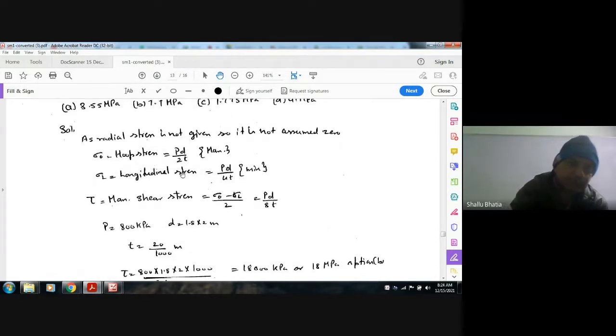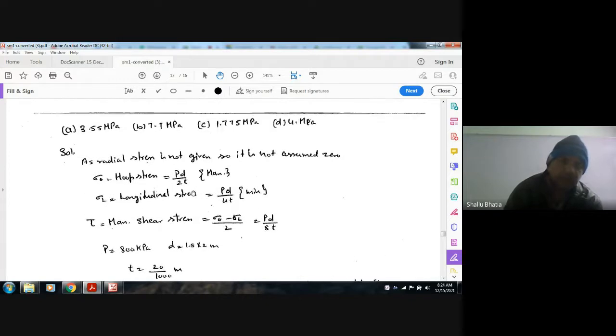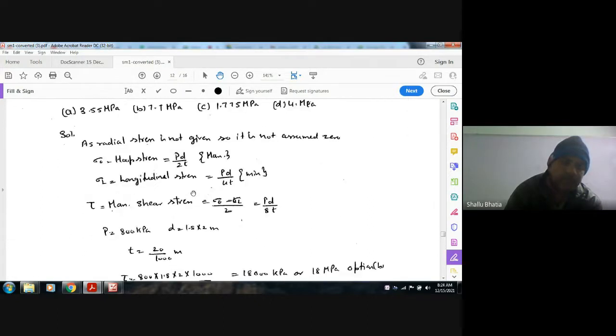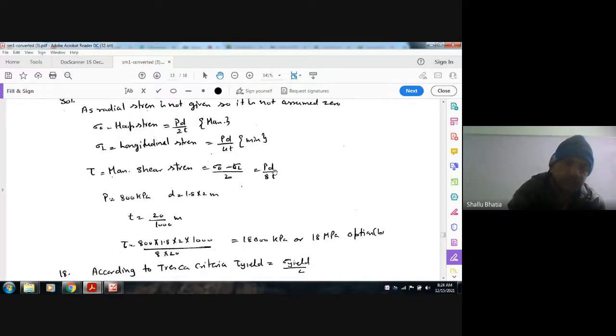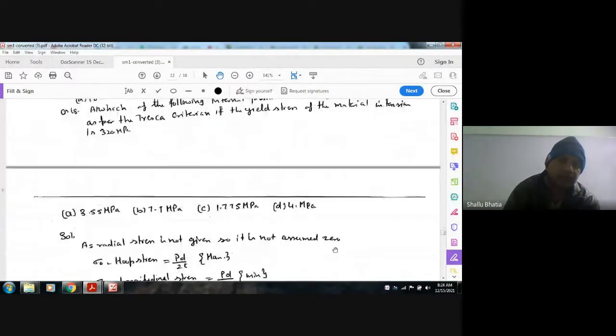So hoop stress is PD by 2t and longitudinal stress is PD by 4t. So tau is (sigma theta minus sigma L) by 2, so it is PD by 8t. Okay. So P is 800 kPa and D is 1.8 into 2. Okay. Diameter, and t is 20. Now shear stress is PD by 8t, so we can put the values in here. Answer will be D.